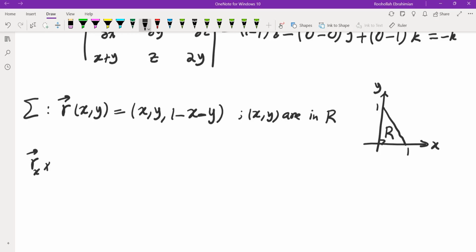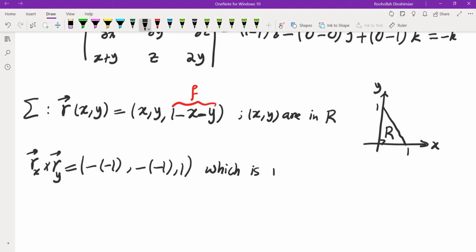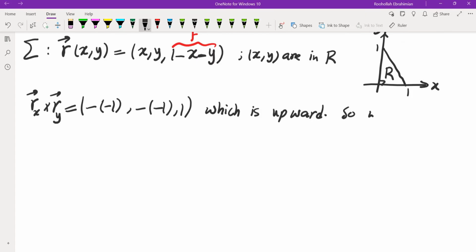Next, we have to find r_x cross r_y. We had a formula for that. It was negative f_x. So this is our f. So negative derivative of this one with respect to x, which is negative 1, negative f_y, and 1. Now we have to make sure that the orientation matches. The orientation was supposed to be downward. So this is upward, so we'll have to consider the negative of that. So we will use negative 1, negative 1, negative 1. Okay, so we found this one as well.